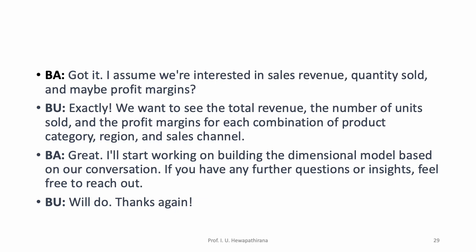So based on what they have discussed up to now, the BA now summarizes what the facts are. We are interested in sales revenue, quantity sold, and profit margins. Based on the conversation, he extracts these as the quantitative measures that we need in our dimensional model. This is further clarified by the business user: we want total revenue, the number of units sold, and the profit margins.